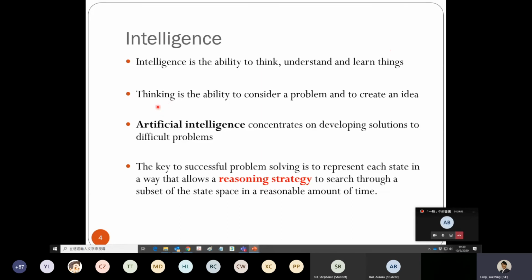Thinking is the ability to consider a problem, create ideas, or solve a problem. In order to solve a problem, we may need some reasoning strategy. What kind of reasoning strategy? As just mentioned, we will make use of the state space approach, using depth search and breadth search. These are so-called reasoning strategies, and I'll tell you in more detail later.